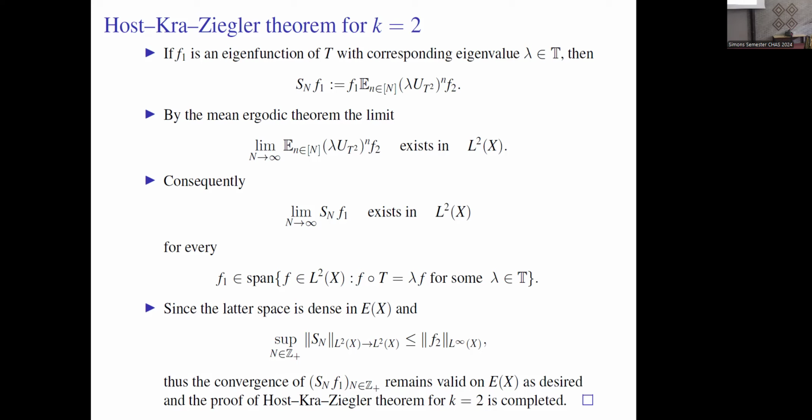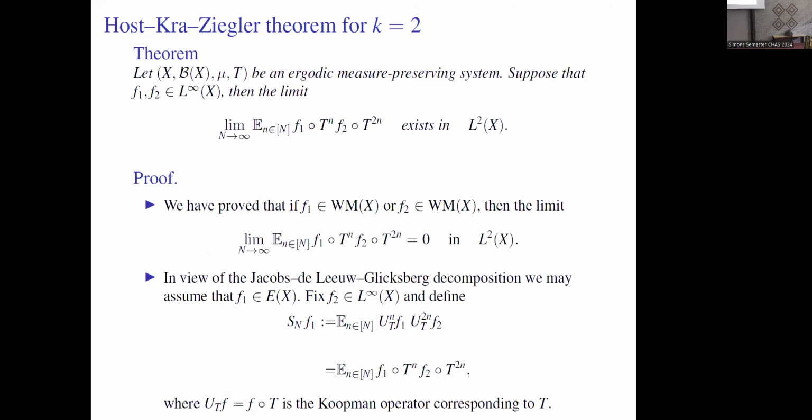And so this implies in particular that the norm of this convergence is uniformly bounded by the L2 norm of f2. And this proves, in fact, Host-Kra-Ziegler for this case, because whenever f is weakly mixing, then we know that this one converges to zero. So that's how we get the Host-Kra-Ziegler. So therefore here we obtain the convergence in L2 for this bilinear operator.